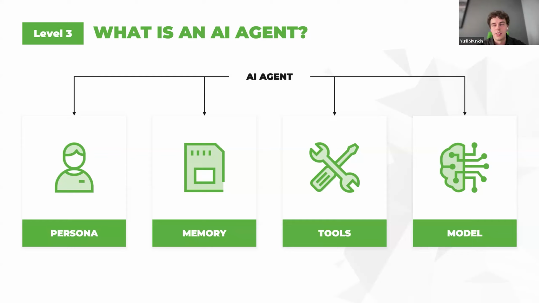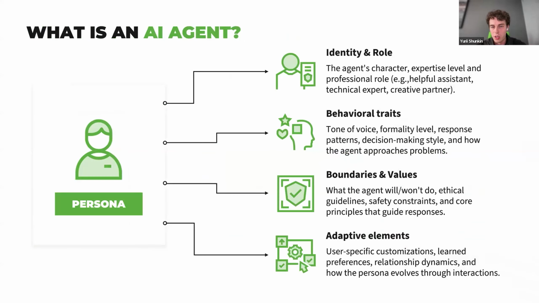But building a good enterprise-level agent, which is reliable, safe, and effective for your business processes, is a bit harder task. So typically, any AI agent consists of 4 building blocks: the persona, memory, tools, and model. We will explore each of them in the next few slides.